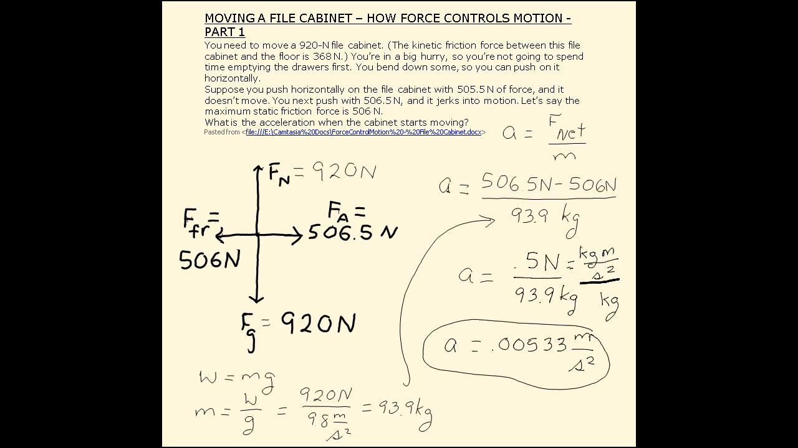Please notice that when you're working the problem, if you have fractional units, it's best to write those fractional units vertically, like I did here in the mass weight calculation, so that it's easier to see how the units cancel. This gives us our answer to the acceleration when the cabinet starts moving.